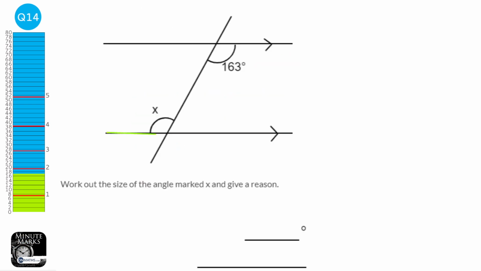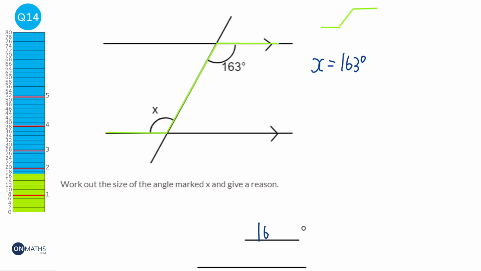Here we've got angles on parallel lines, and if I connect the angles up, you can see that it kind of makes a bit of a Z pattern there, and we know that Z angles are always equal, so x will be just 163 degrees.